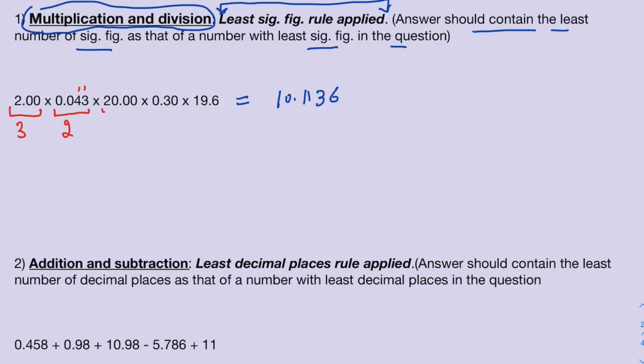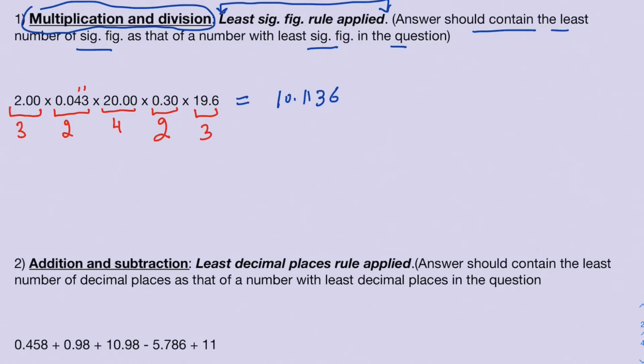20.00, okay, well those are your trailing zeros in the presence of the decimal, so everything counts here, so that's going to be 4 sig figs. What about 0.30? The zero in front of the point is your leading zero. That's not going to be counted as a sig fig. However, the zero after 3 would be counted as a sig fig because that's your trailing zero in the presence of the decimal. So that's 2, and 19.6 is going to be 3. All of them are non-zero digits.